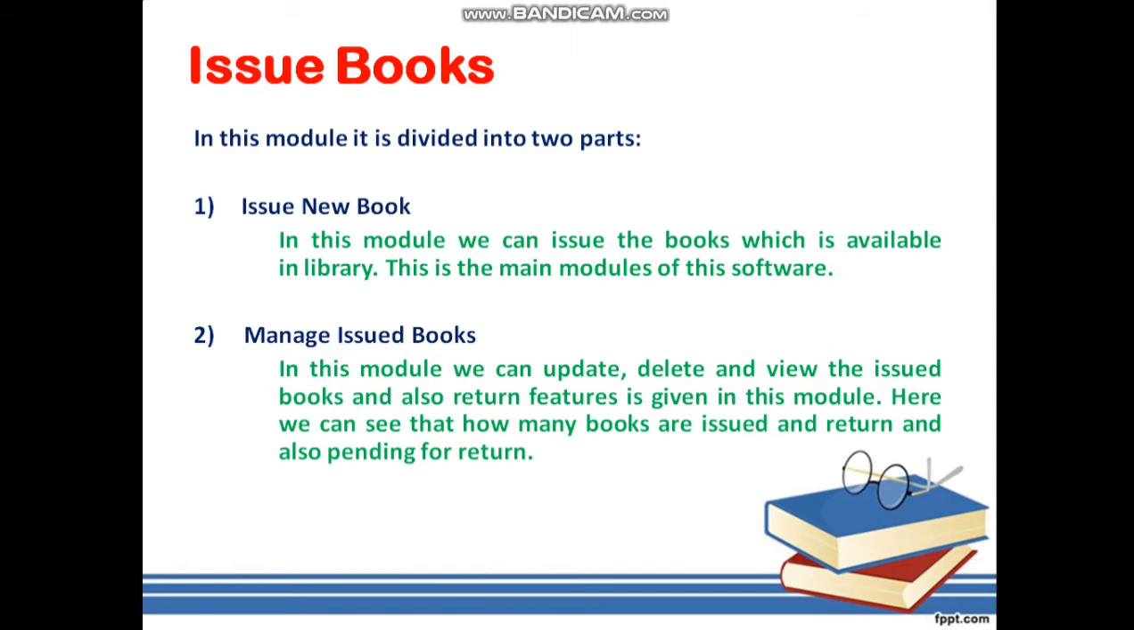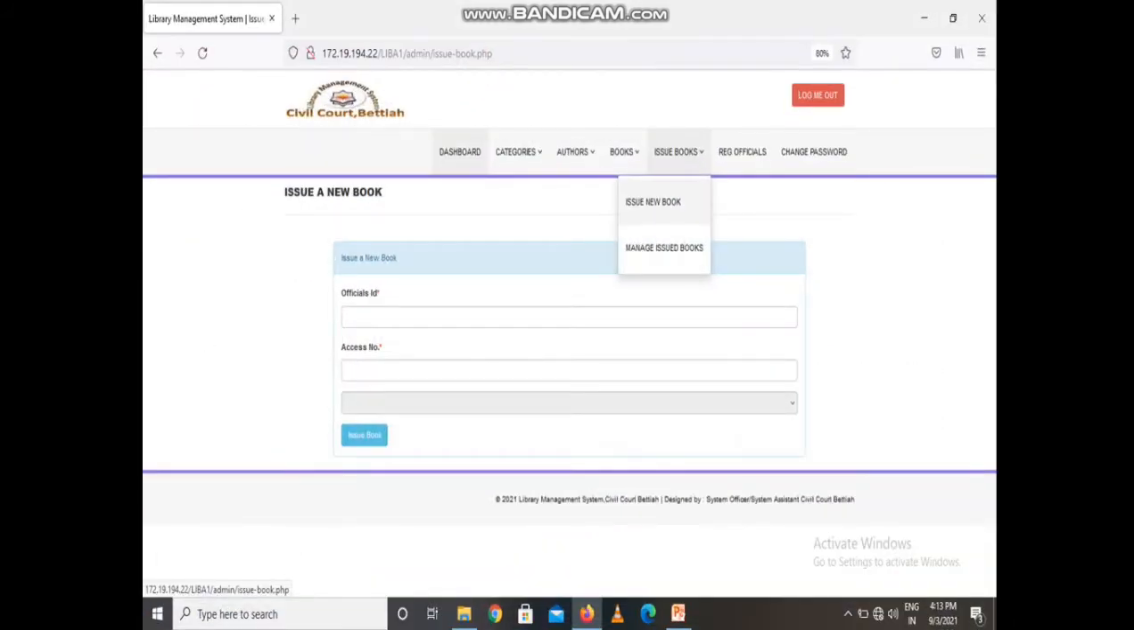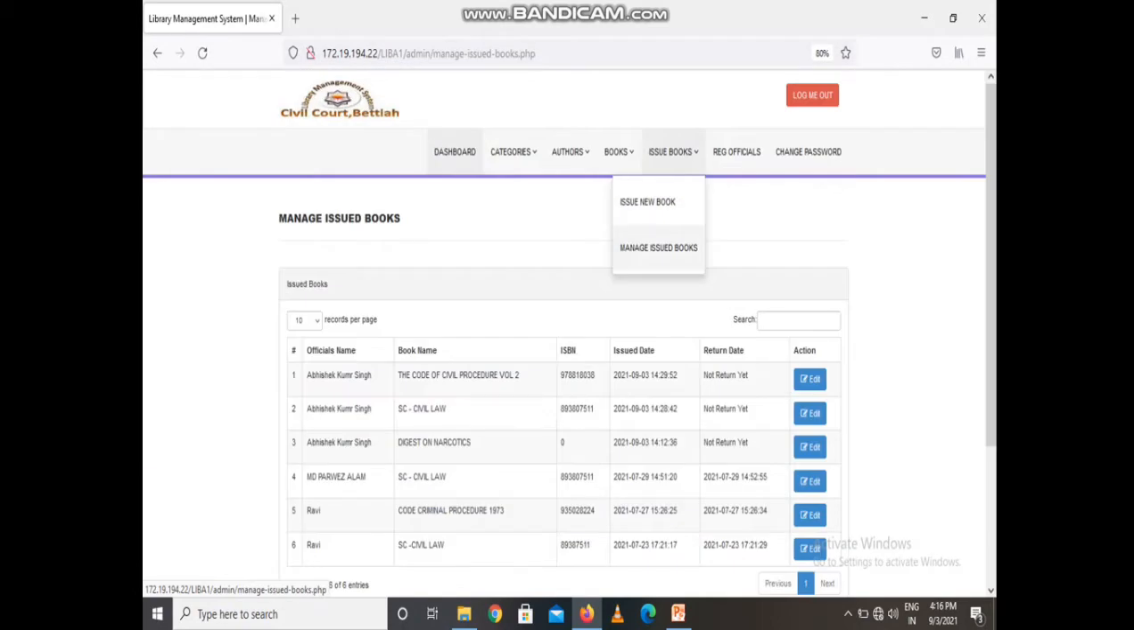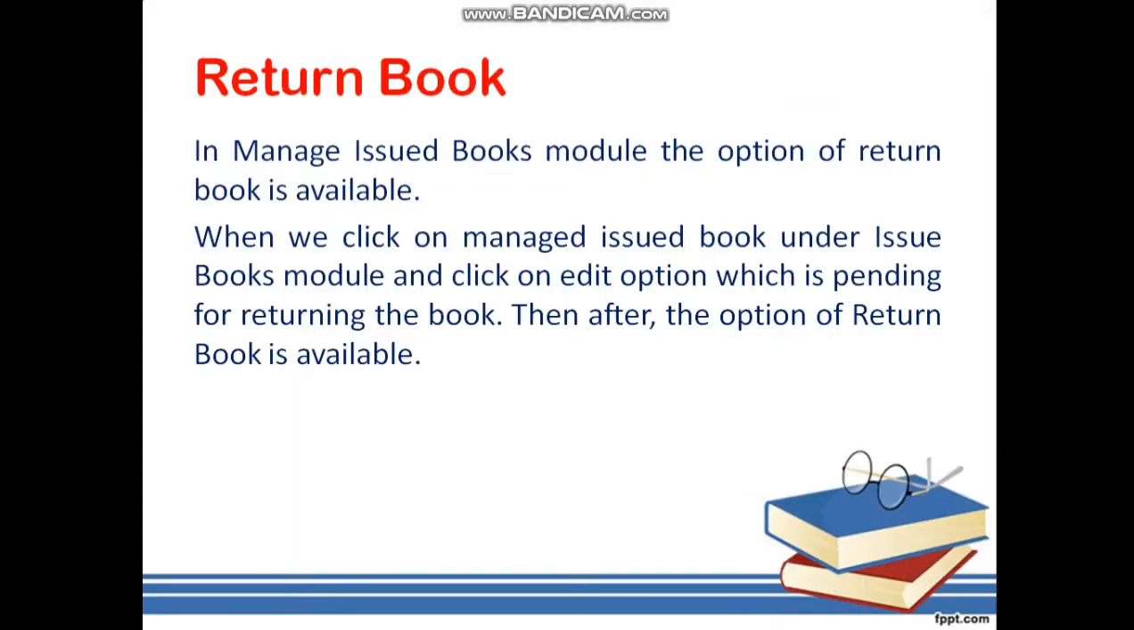Issued book. To a registered official, the administrator can issue the book with the registered ID. In this form, the official is first registered and then, on this registered ID, the administrator issues the book. This is the manage issue book form. Through this manage issue form, we can edit information of a book which has been issued.